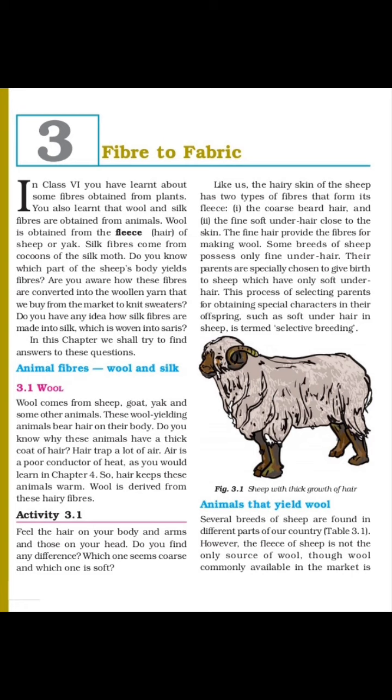In that, we learned types of fabric, animal fiber and plant fiber. The two types are there. Some plant fibers, that are cotton and jute, and the history of clothing material we learned in the sixth class. Now in this chapter we will learn about the animal fibers. We will see the chapter.